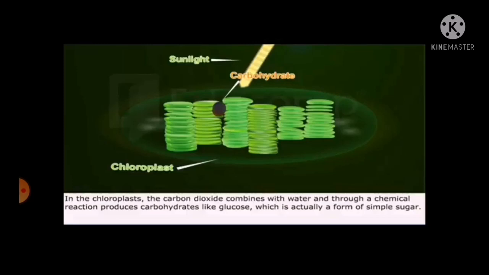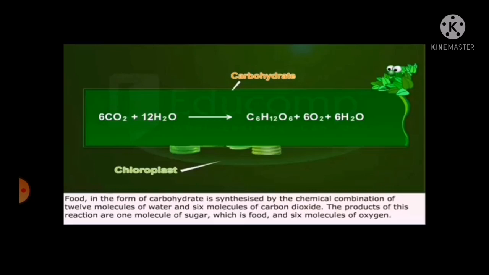That is called glucose, which is actually a form of simple sugar. It can be written as an equation. Carbon dioxide plus water gives, in the presence of chlorophyll and sunlight, carbohydrate, oxygen and water. This is called the chemical equation of photosynthesis. You will study that in the higher classes.